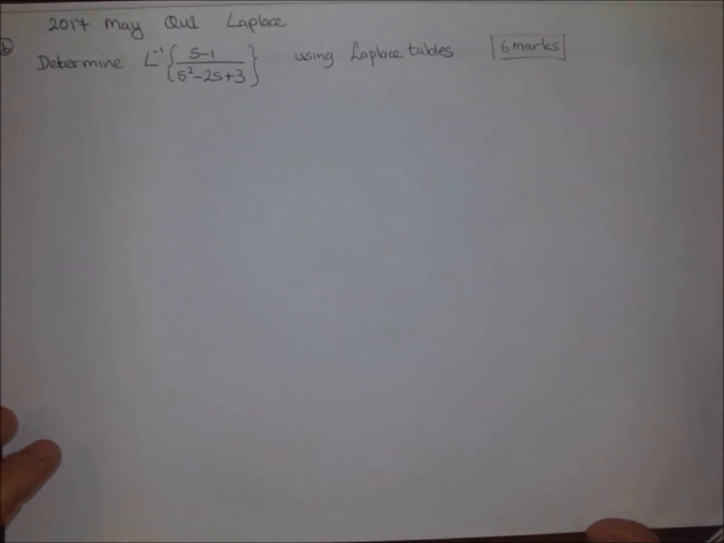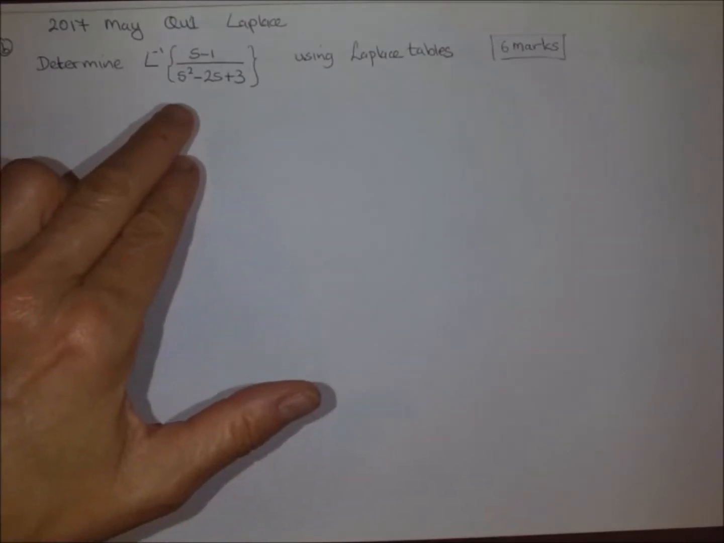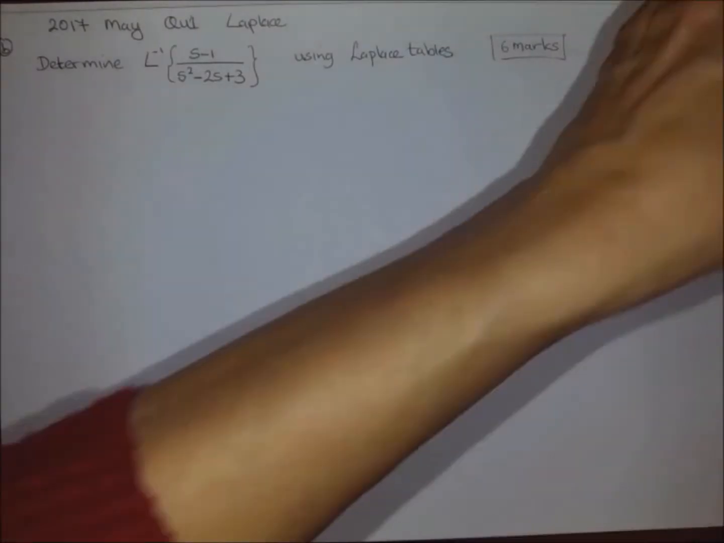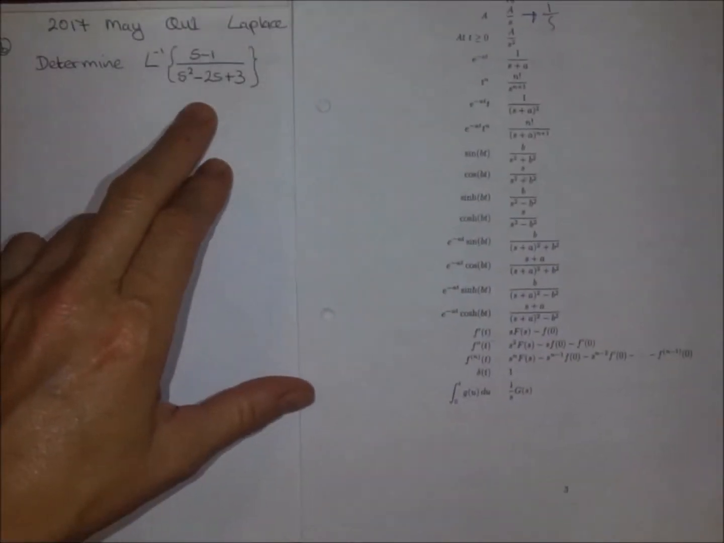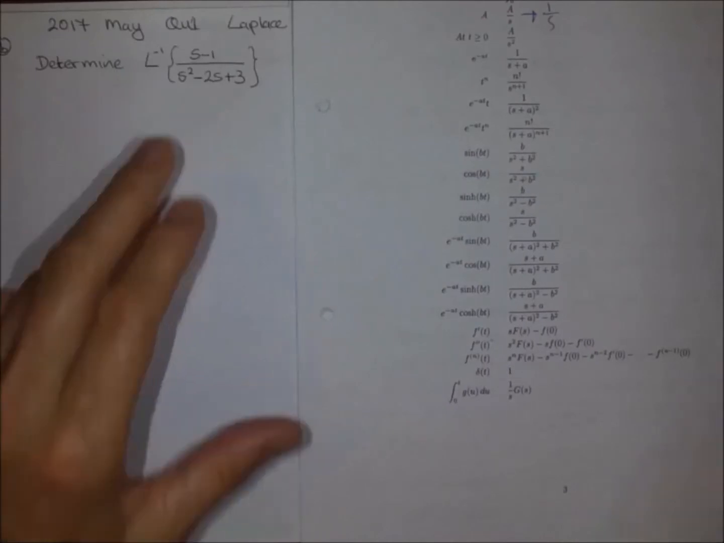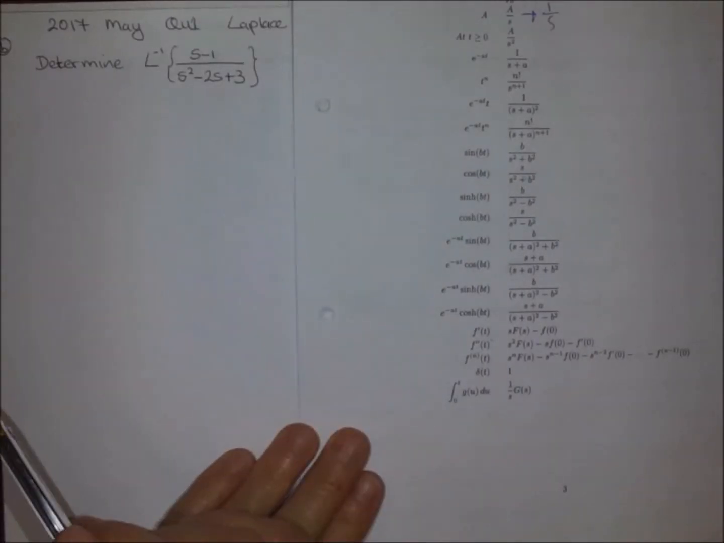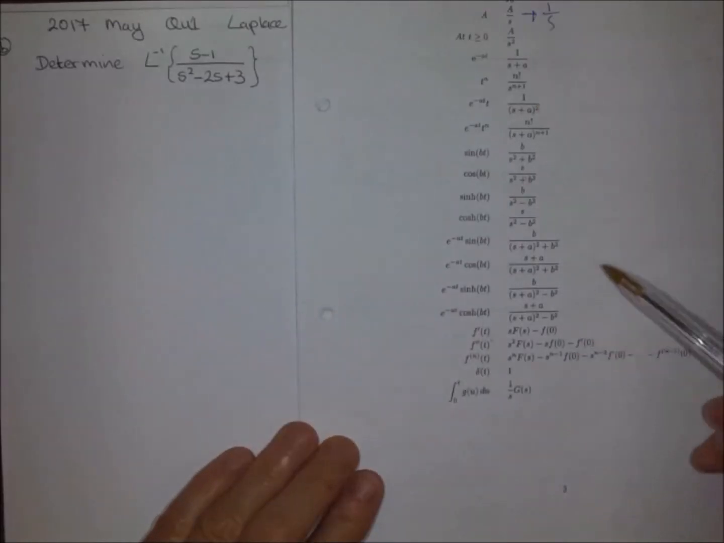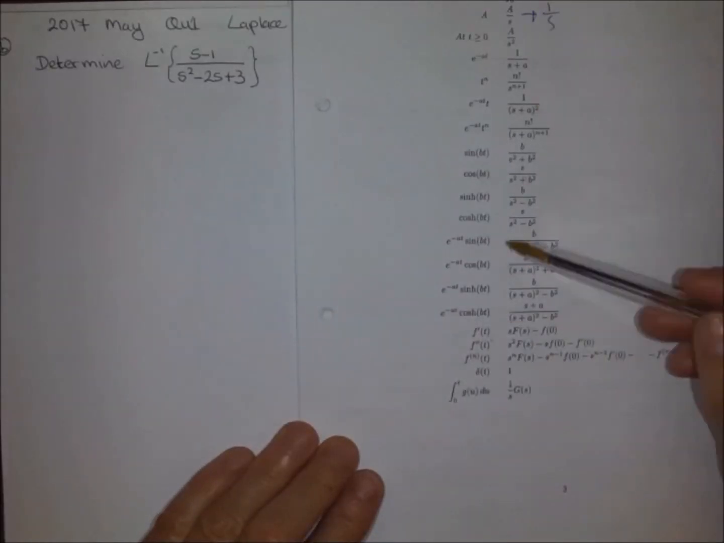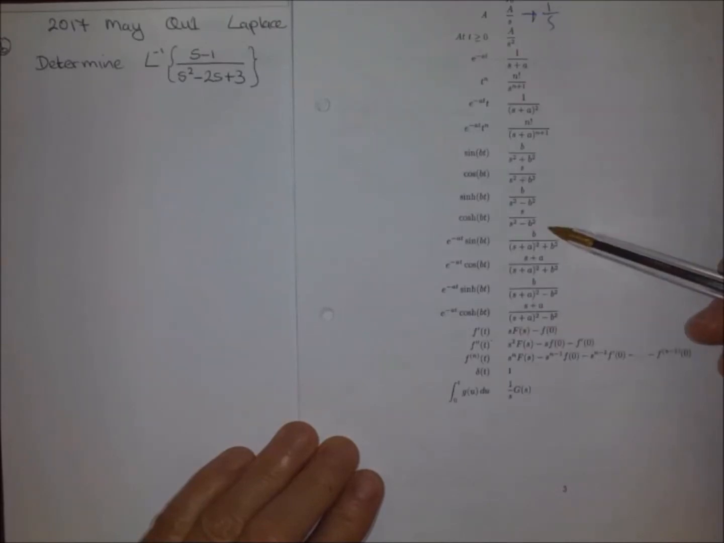Okay, then part B. Determine the inverse Laplace transform of this. Now the problem with this is if you look at the tables, there is nothing in the tables that looks like that. So we have to rearrange this, especially the bottom part, to try to make it look like something like this. And I can tell you it's going to look like one of these things here. So let's try that.